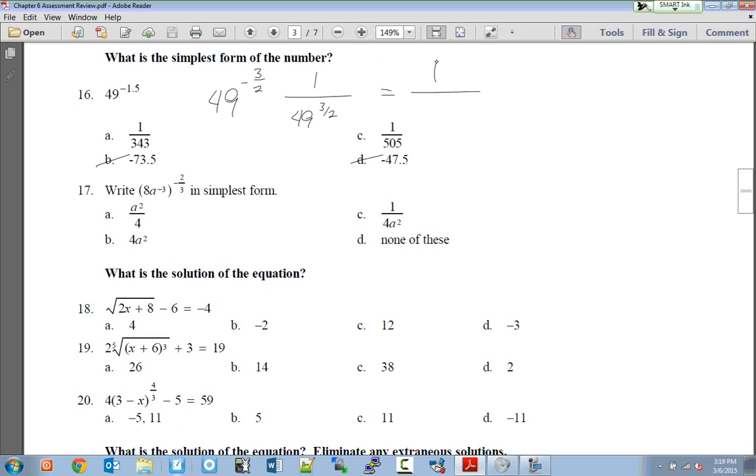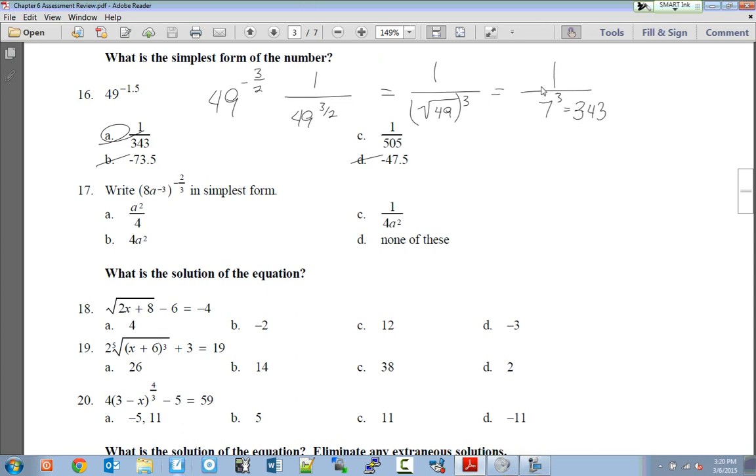So now this is simply going to be the square root of 49 cubed. Well, what's the square root of 49? The square root of 49 is 7. So this is 7 cubed, which is 343. So our answer is 1 over 343. So the answer is A.